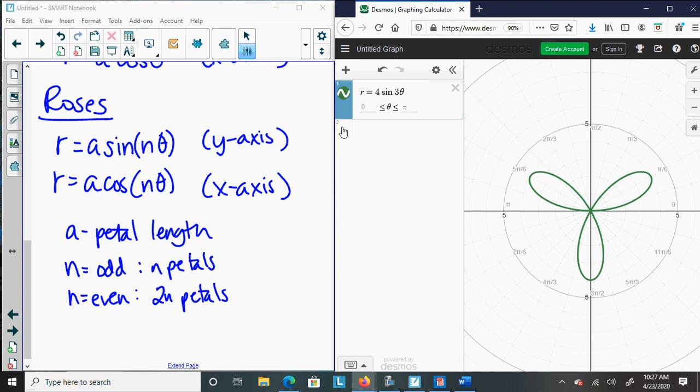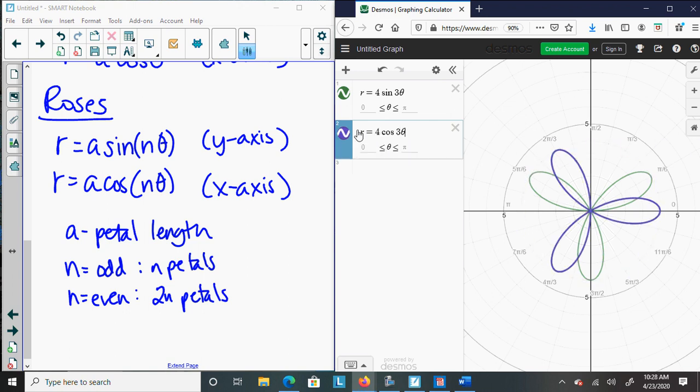All right. Now let's see what I would do if it was a cosine. r equals 4 cosine 3 theta. Oh, that's funny. So the cosine, I'll turn the sine off. So cosine looks very similar, except that it's reflexive about the x-axis rather than the y-axis. Okay. All right. So that's with an odd number of petals.